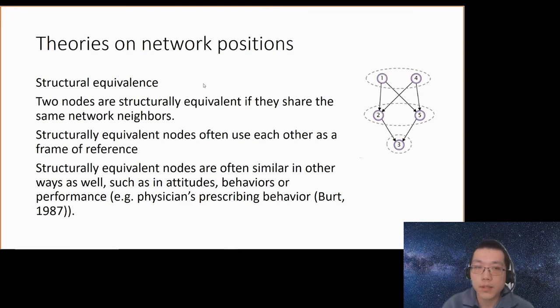Two nodes are considered structurally equivalent if they share the same network neighbors. In this example, we can see 2 and 5 are structurally equivalent and 1 and 4 are structurally equivalent because they have the exact same friends. Structurally equivalent nodes often use each other as a frame of reference. As a result, they are often similar in other ways as well, such as attitudes, behavior, and performance. In one of the papers by Ron Burt, he shows that when physicians decide what drugs to prescribe, they are actually more influenced by their structurally equivalent others rather than their close colleagues.